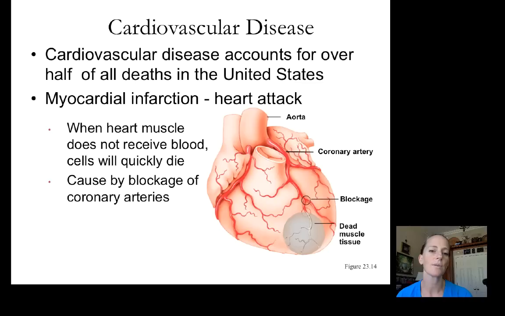Cardiovascular disease then accounts for over half of all the deaths in the United States. A myocardial infarction is the technical term for a heart attack, and this happens when the heart muscle does not receive enough blood. So if the coronary arteries around the heart are deprived of blood, they are blocked, then not enough blood gets to the heart tissue, it will die, and you will lose the connections which allow the heart to pump and fill for the cardiac cycle.